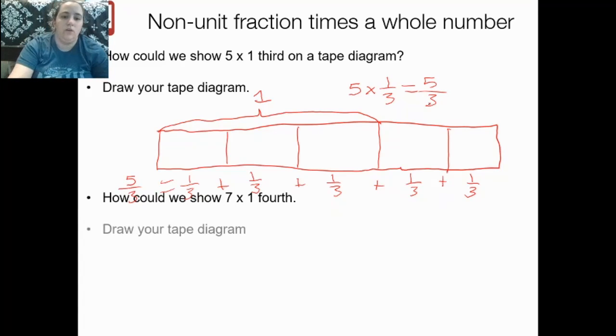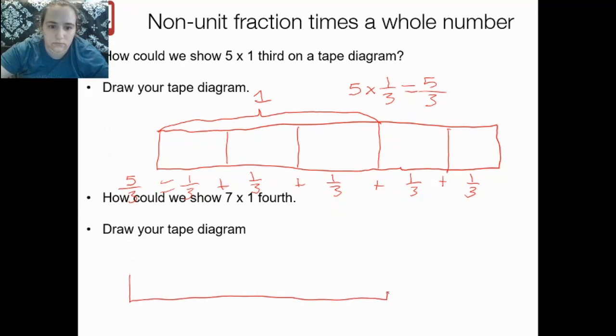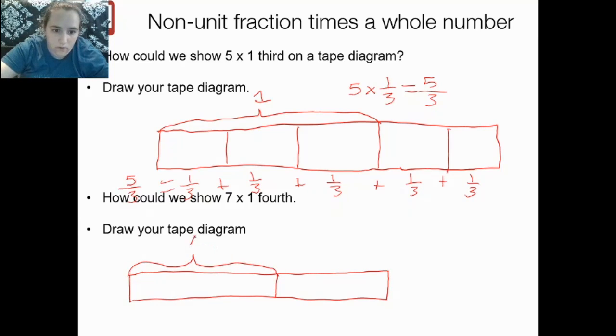Alright, we're going to do one more practice problem. So it says, how can we show 7 times 1/4? So it says, draw your tape diagram. I'm going to draw this down here. Alright, I'm going to make this my whole here. So this is 1 whole. Let's put this into 4ths. And then we have 3 more. Okay. So now our equation is 7 times 1/4, and that should give us 7/4. So we have 1, 2, 3, 4, 5, 6, 7. So we have 7/4. Alright. And I believe that's it.